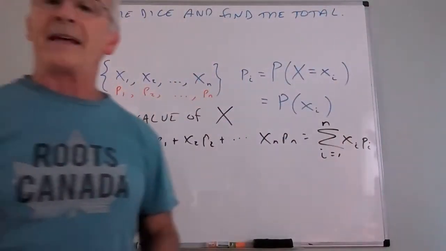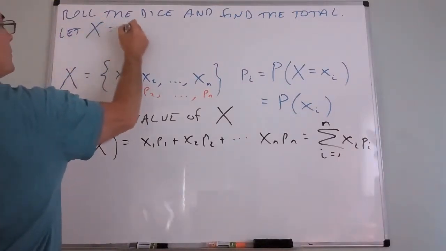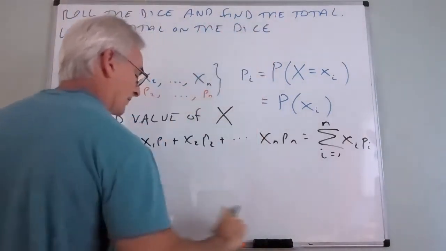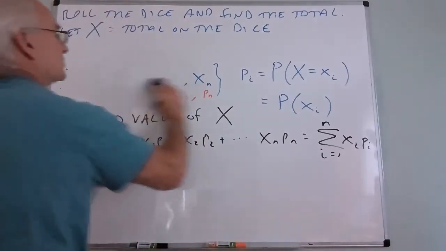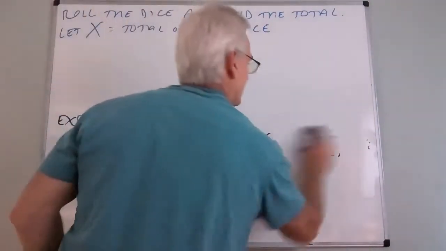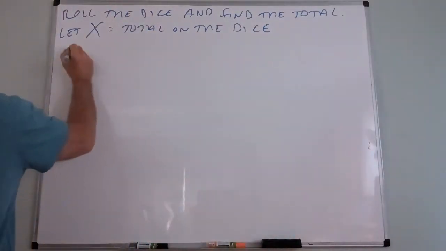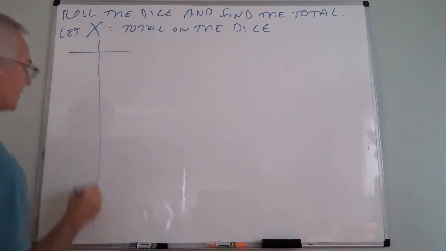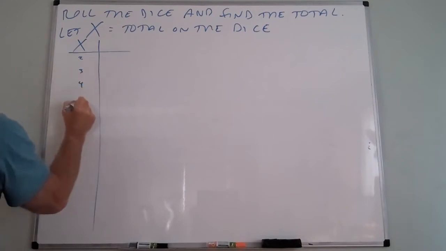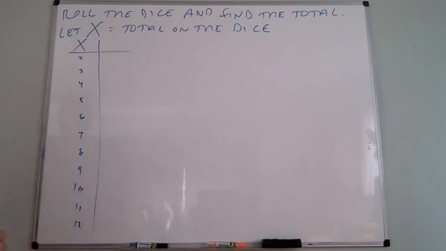Okay, then let X be, you always define a random variable, let X equal the total of the dice. Then the possible values that X can take on. In fact, let me do it in table form. This is the way we did it originally. So I have a total, so the random variable will be the total. The total was 2 or 3 or 4 or 5 or 6 or 7 or 8 or 9 or 10 or 11 or 12. These were my possible totals.